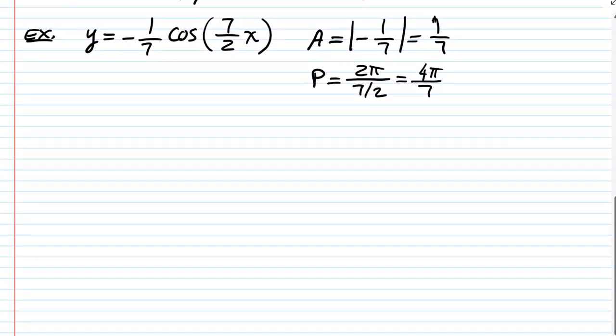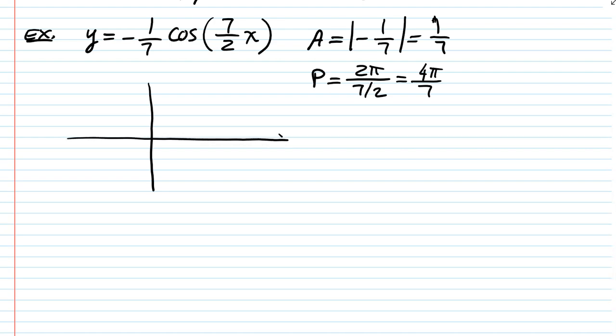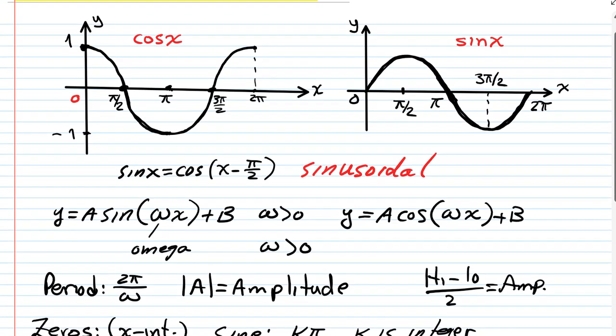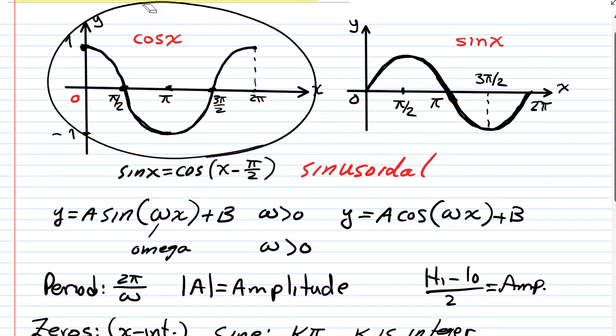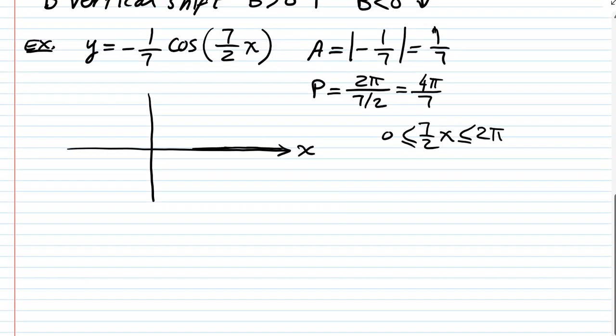Now, if I want to graph this function, here's how I would do it. First of all, the negative in front of 1/7 tells me there is a reflection about the x-axis, correct? The amplitude is 1/7. In the case of a cosine, I'm going to set 7/2 x between 0 and 2 pi. Why 0 and 2 pi? Because that's a full cycle, one cycle of the graph of cosine. So I want to know where is 0 now and where is 2 pi.